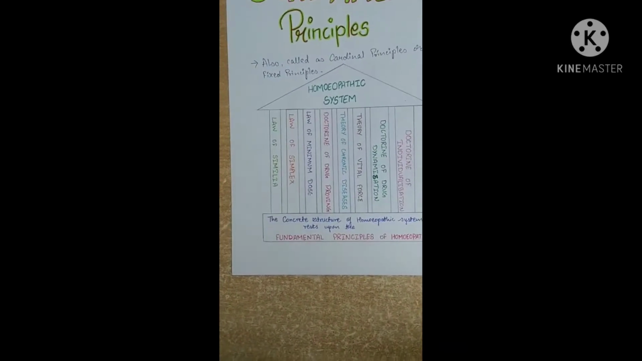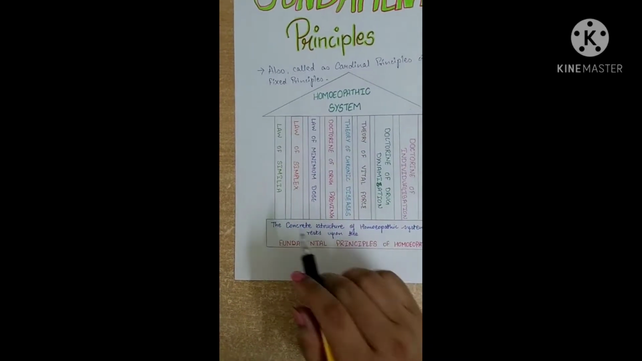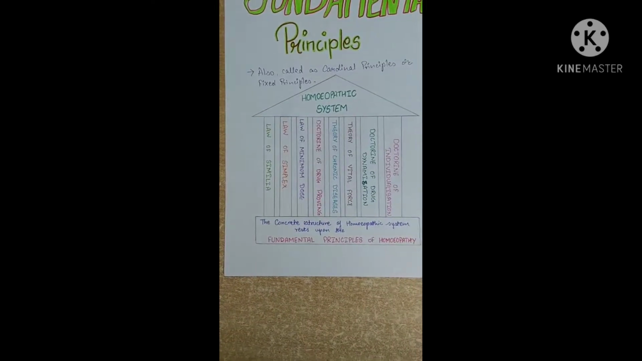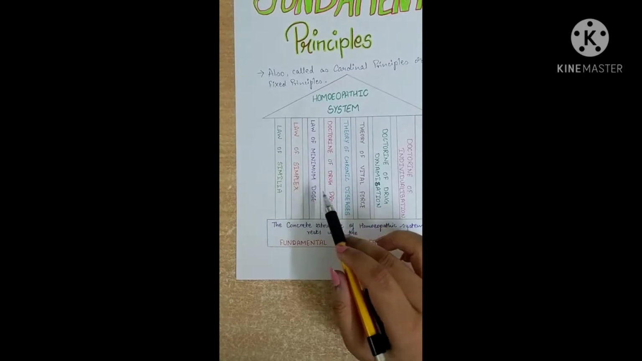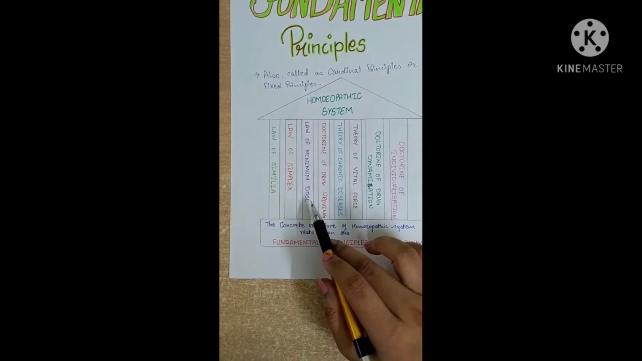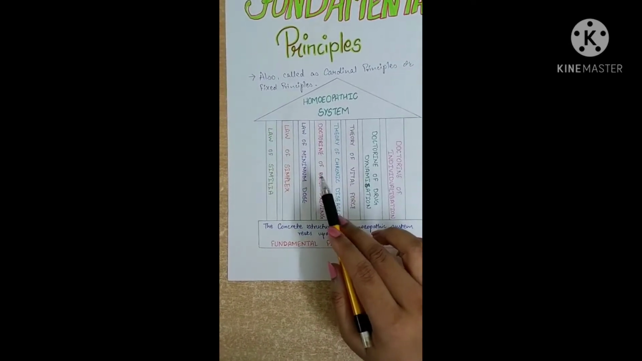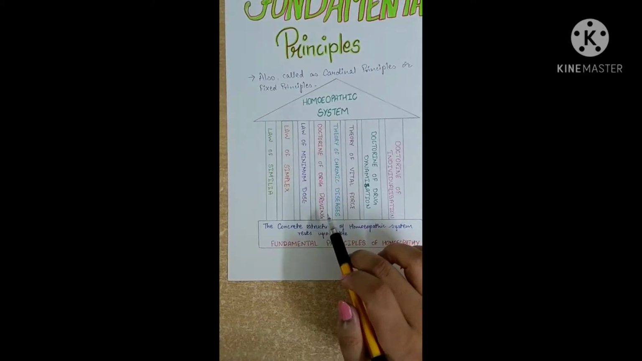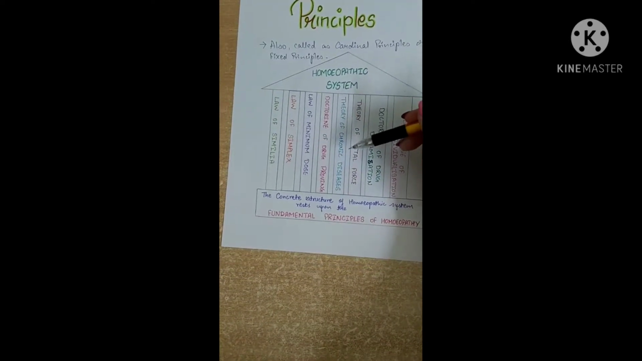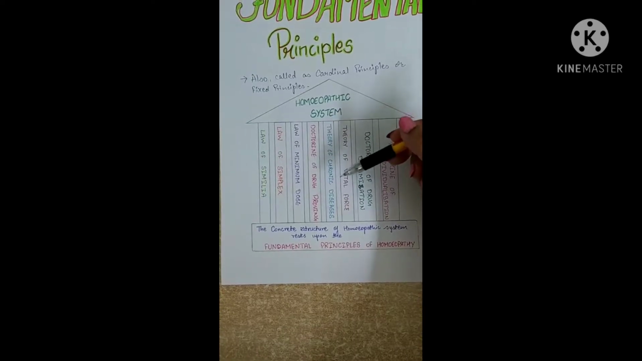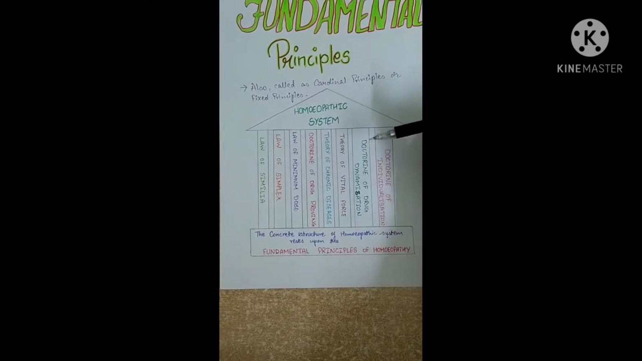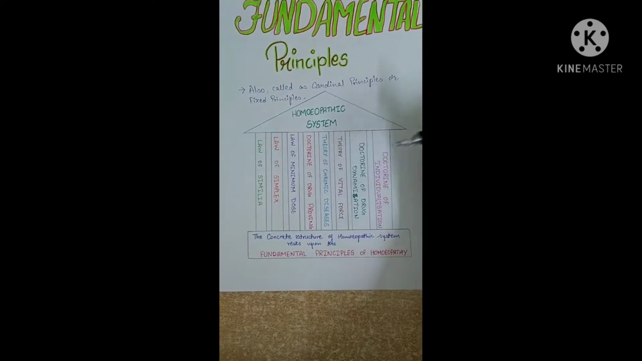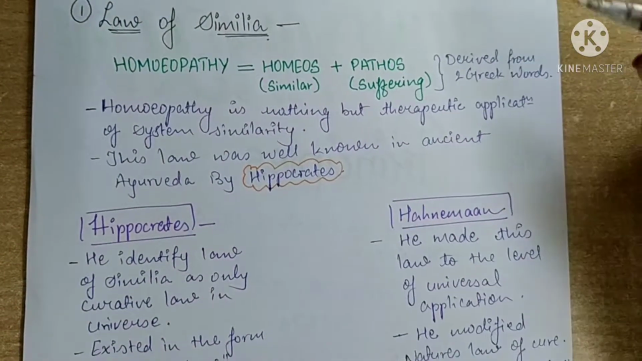So what are these laws? The first law is law of similia. The second one is law of simplex. Third is law of minimum dose. Fourth is doctrine of drug proving. Fifth is theory of chronic diseases. Sixth is theory of vital force. Then doctrine of drug dynamization and the doctrine of individualization. So we'll study the laws one by one.